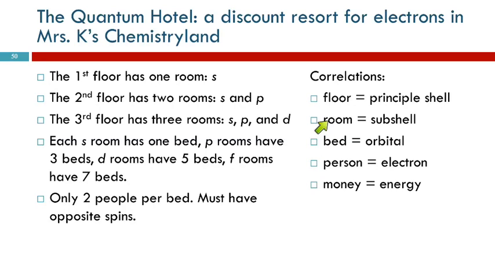The rooms on each level, on each floor of the hotel, are the subshells. Those are the ones with the letters S, P, D, and F. So on each shell, there are subshells. On each floor, there are rooms in the hotel. In each room, there are beds, right? So the beds are the individual orbitals. The S subshell only has one orbital. The P subshell has 3 orbitals. The D subshell has 5 orbitals. Those are odd numbers, 1, 3, 5, and the next one's 7.